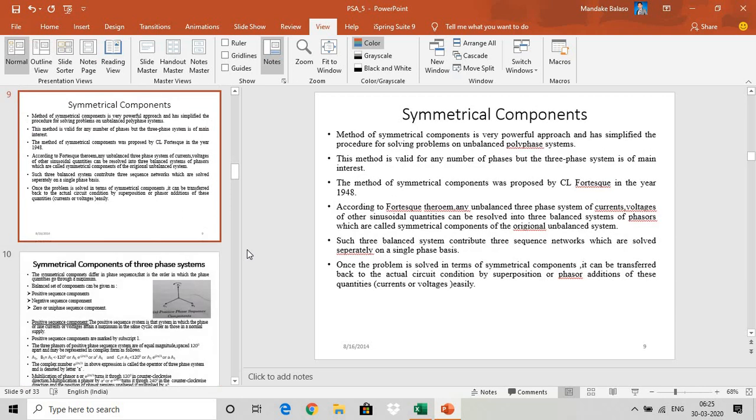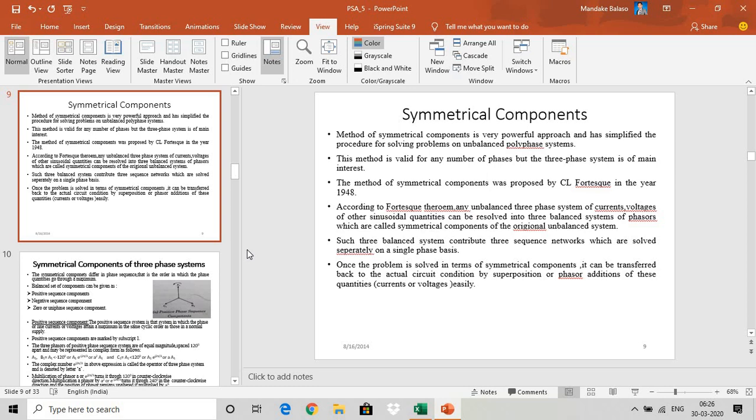So, what is meant by the method of symmetrical component? The method of symmetrical component is a very powerful approach and has simplified the procedure for solving problems of unbalanced polyphase systems. This method is valid for any number of phases, but the three-phase system is of main interest. The method of symmetrical component was proposed by C.L. Fortescue in the year 1918.